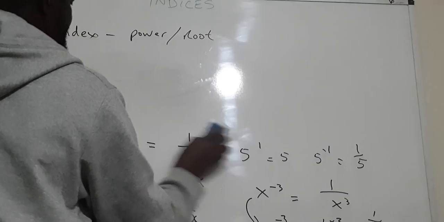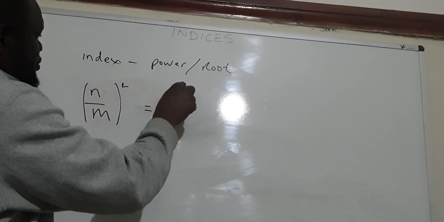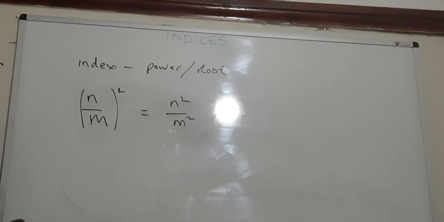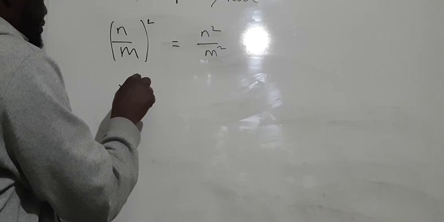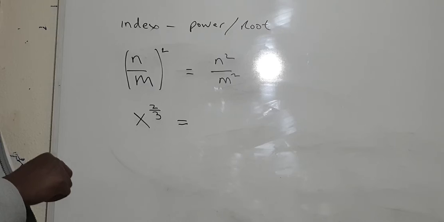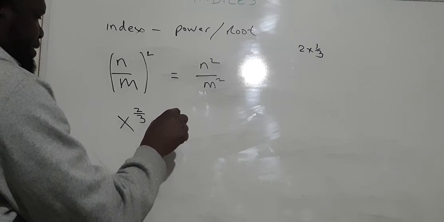N over m, the whole of that squared, is the same thing as n squared over m squared. You get it? So, now look at this one: x to the power 2 over 3. The best way is to analyze this, because 2 over 3 mathematically means 2 times 1 over 3, isn't it? So basically, now let's go.